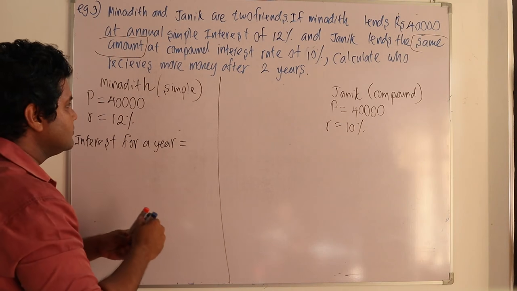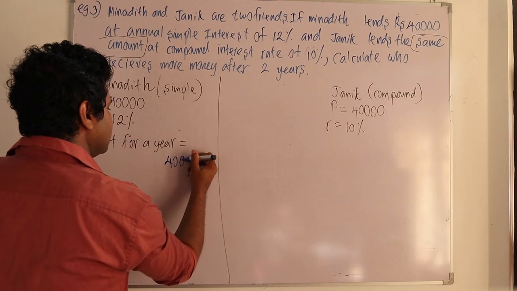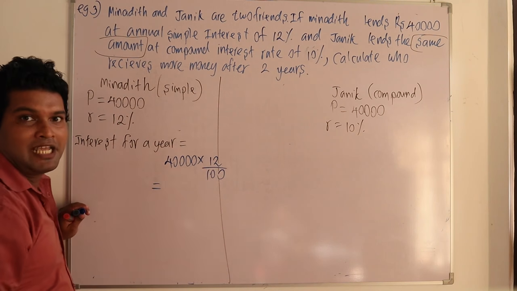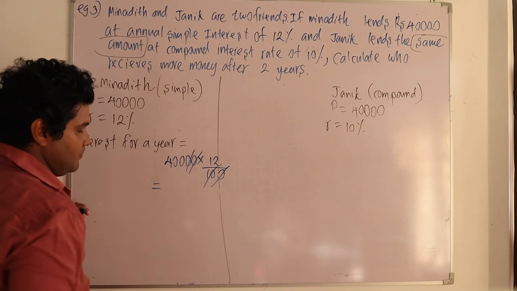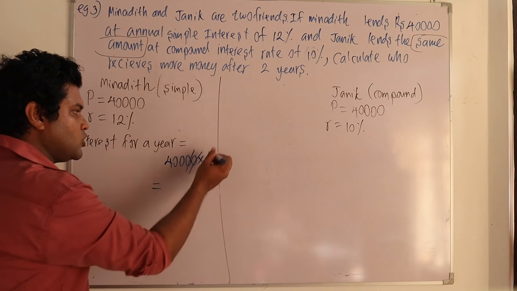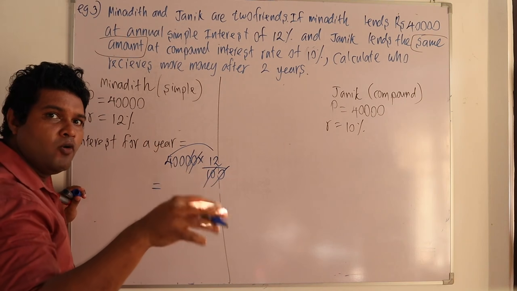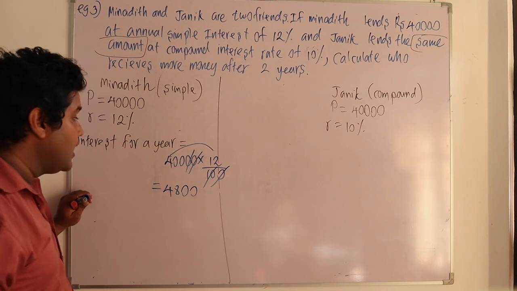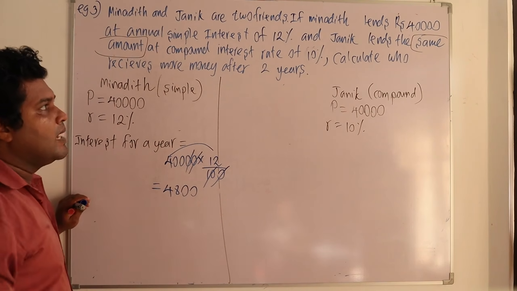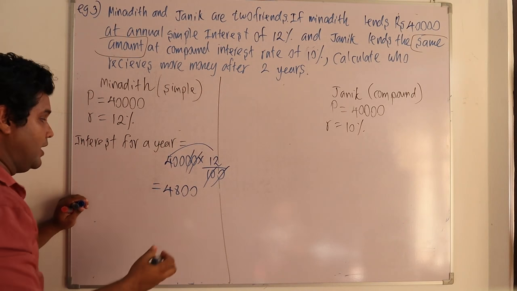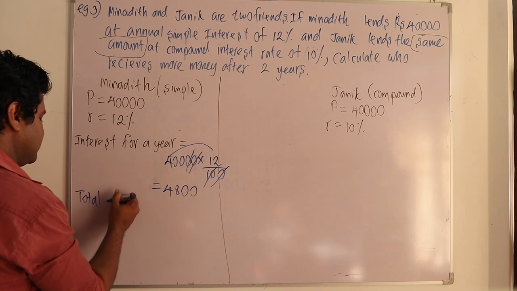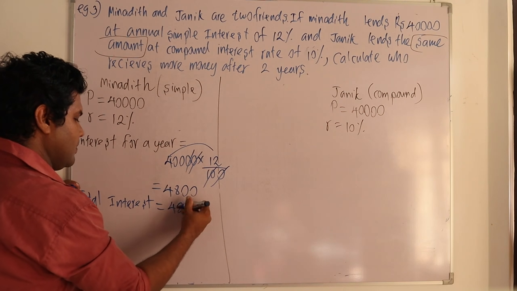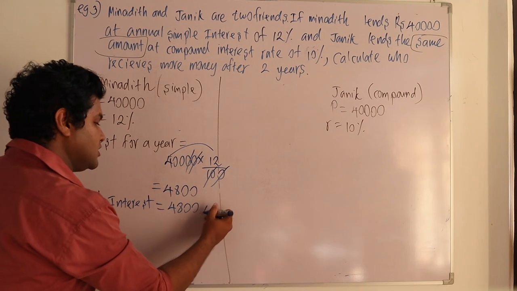Interest for a year is 40,000 into 12 over 100. You know how simple interest is calculated. And double zero cancels. It's 400 times 12. 12 times 4, 48, and these 2 zeros, 4,800. It's the interest for a year. What's the number of years? 2 years. Then we have to calculate the total interest for the loan. The total interest will be 4,800 times 2.